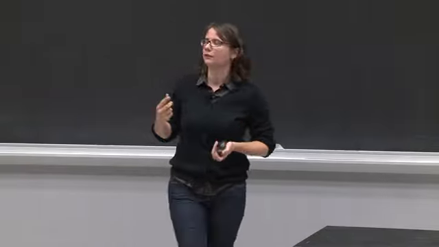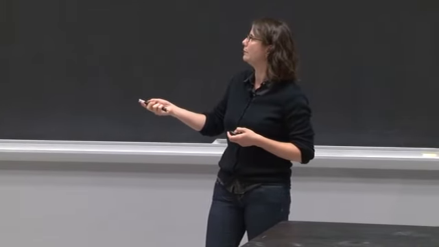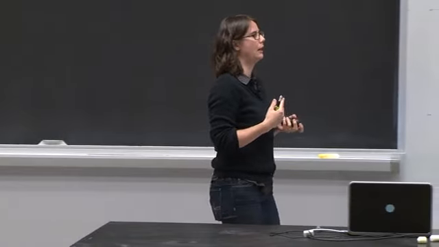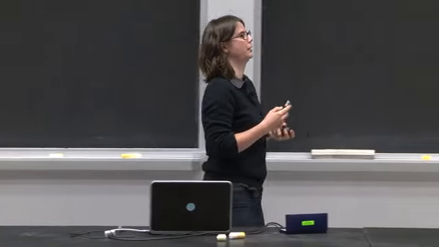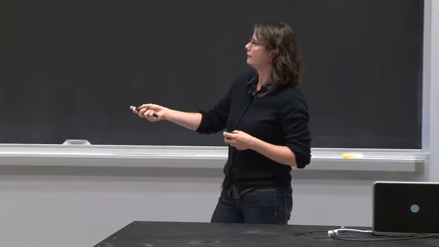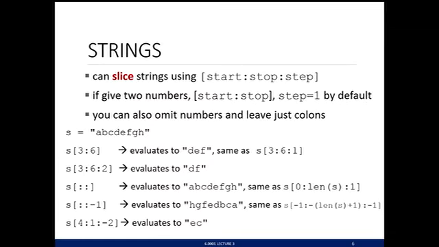And there's a lot of other things you can do with strings. You can omit numbers and just leave colons, and by definition, the way that whoever wrote slicing had decided, if you omit numbers, then it's going to be equivalent to these things here. So we slice using square brackets, just like indexing, except now we can give it 2 numbers.